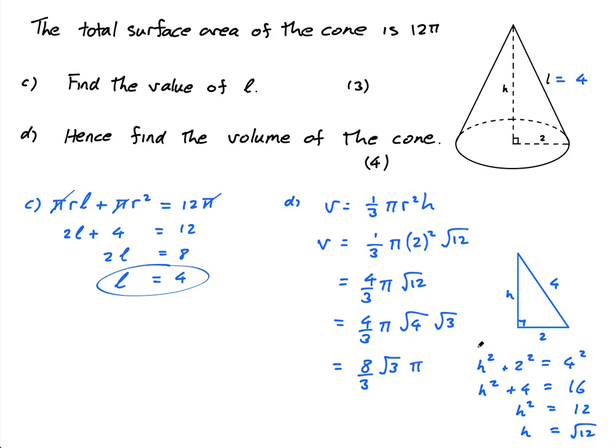pi, if that is the way you want to put it. But as I say, this is perfectly fine. So L is 4 and V is 8 over 3 root 3 times pi.